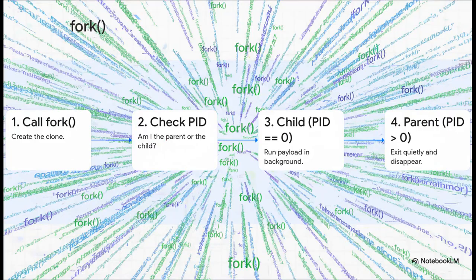So this gives us our tactical playbook for staying alive. Step 1, call fork. Step 2, check that return value. If we're the child, if that value is 0, then we keep on running our payload, our shell, whatever it is, now totally detached in the background. And if we're the parent, well, our job is done. We made the clone, now we can just quietly exit, close our original connection, and vanish. The admin might see the first process die, but they have no idea our clone is still running.